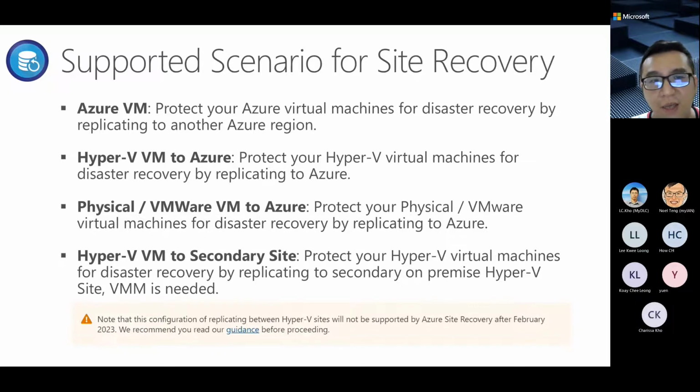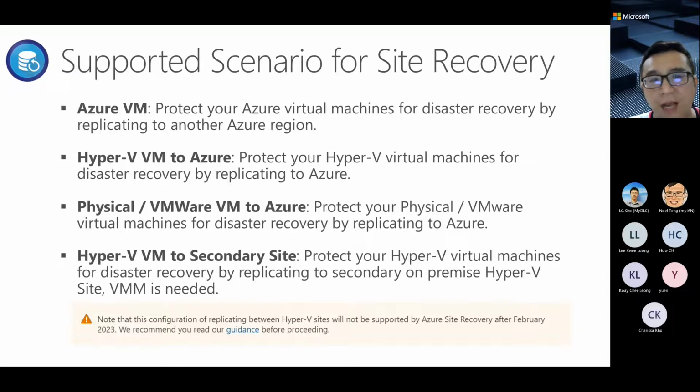Then the second one, Hyper-V VM to Azure. I think this is the most common scenario we see. With the Hyper-V VM, everything is well ready. You just need to configure a little bit. Then we can use the Hyper-V VM replication method to replicate the VMs to Azure with the help of site recovery.